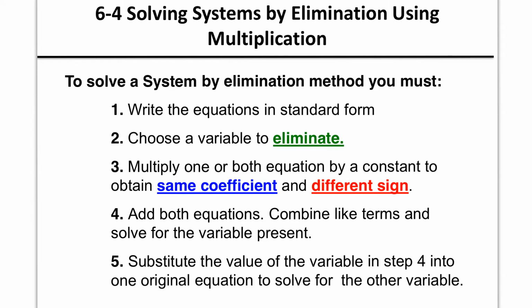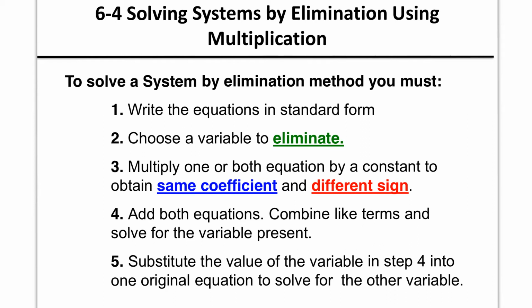So let's just review. Step 1, you want to write both of the equations in standard form. Remember, you have two equations in a system. So standard form, you must have the x and the y on the same side. Number 2, you choose a variable to eliminate, and you can choose the x or the y, just choose one variable to eliminate. After you know what variable you want to eliminate, make sure that you check that the variables have the same coefficient and they have different signs.